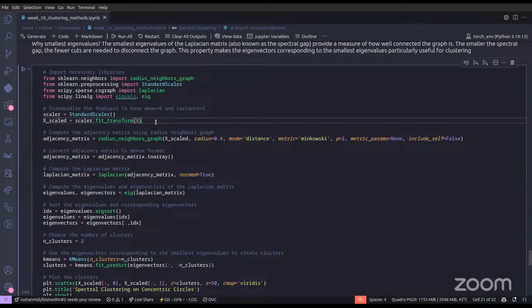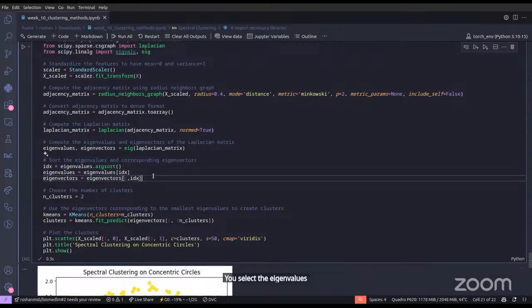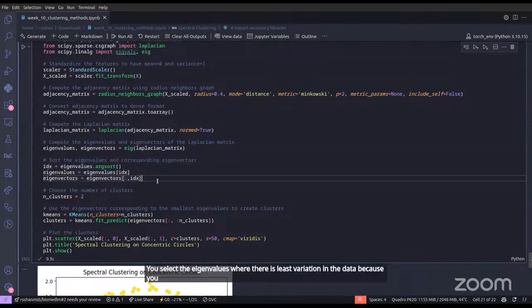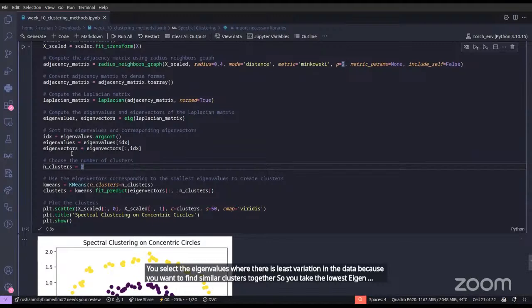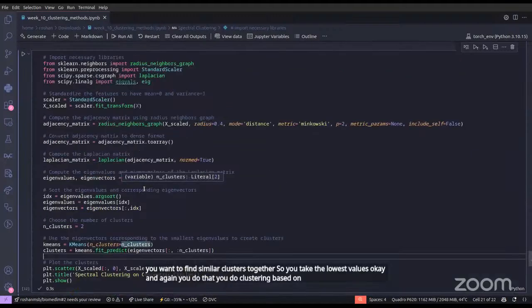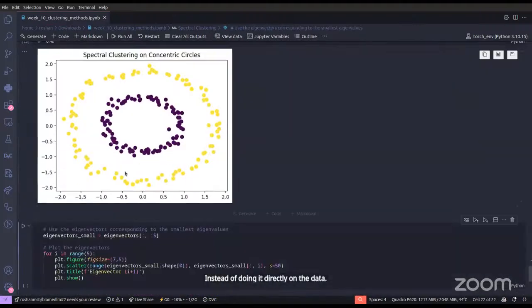Because you want to find the magnitude and direction in which the data varies the most. But here you do the opposite. You select the eigenvalues where there is least variation in the data because you want to find similar clusters together. So you take the lowest eigenvalues. Okay, and again, you do clustering based on the eigenvectors instead of doing it directly on the data. And this is what happens. This is what spectral clustering is.